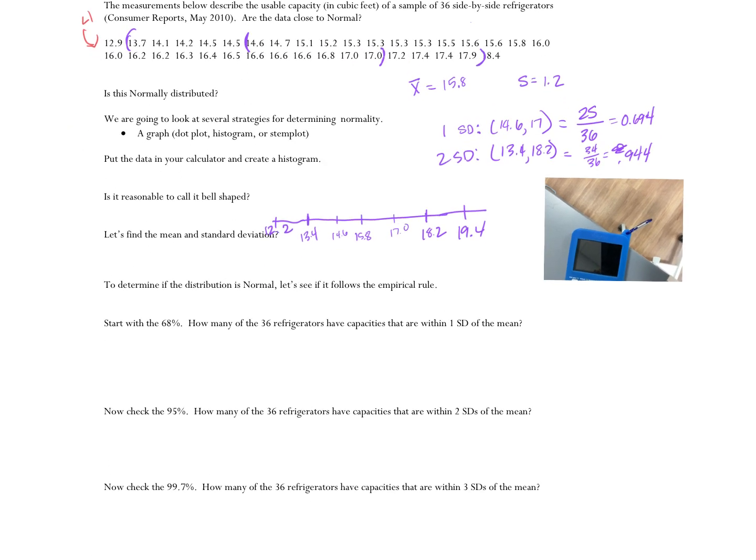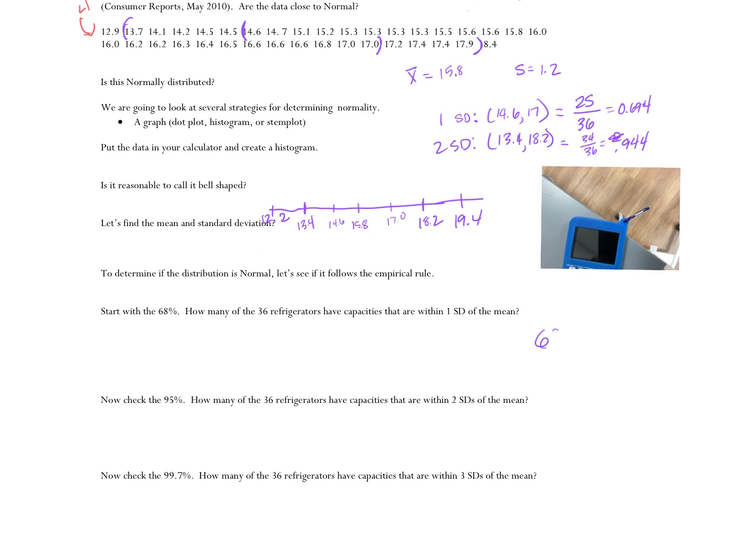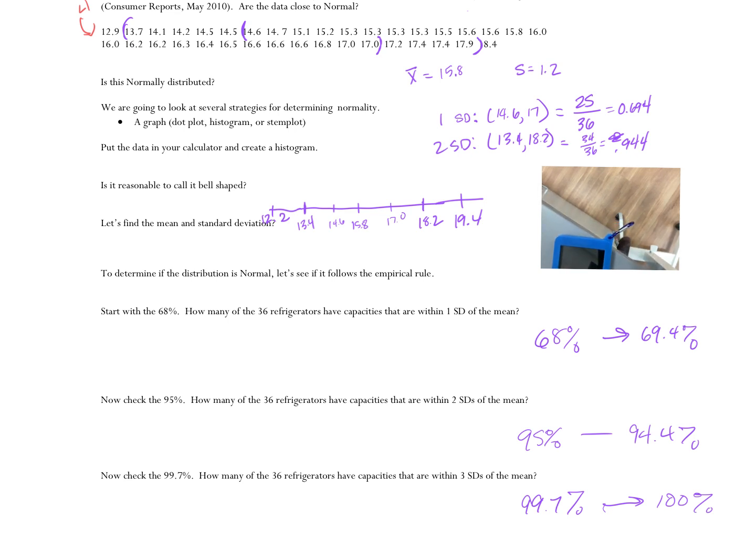So it's supposed to go 68%, 95%, 99.7%. What actually happened: 69.4%, 94.4%, and 100%. Did you guys get the general idea here? Does it follow that 68, 95, 99.7 rule?